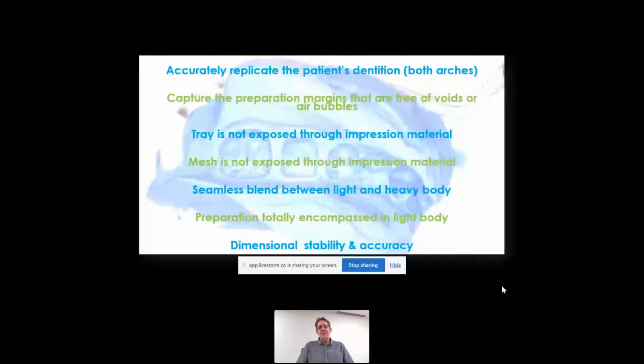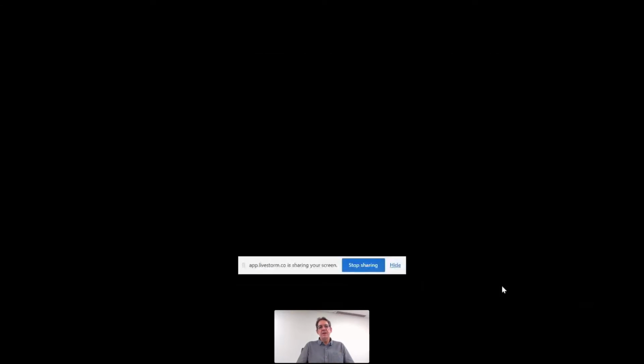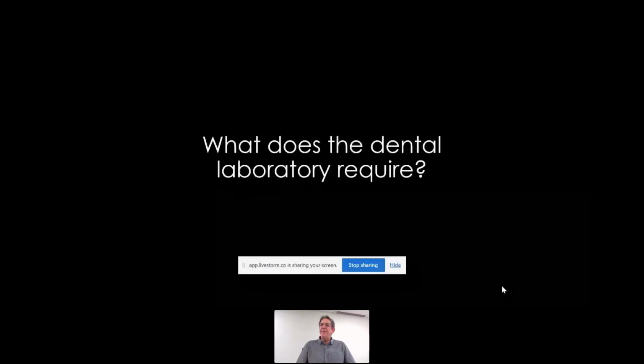And then we need dimensional stability and accuracy. The most critical factor of impression taking is being dimensionally stable. When your impression material and your tray are more dimensionally stable, the result will be more accurate. But there are also a number of factors we need to bear in mind when we look at the laboratory. What does the laboratory require when they receive an impression from the clinician?